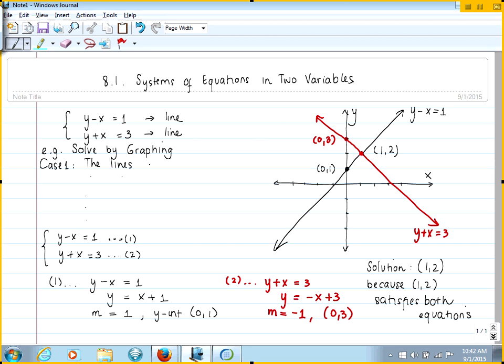Is it easy? So this is review of graphing. So case 1, let's write case 1. The lines intersect. Now remember, I asked you to skip a few lines. So intersect like this. How many solutions? 1 solution.